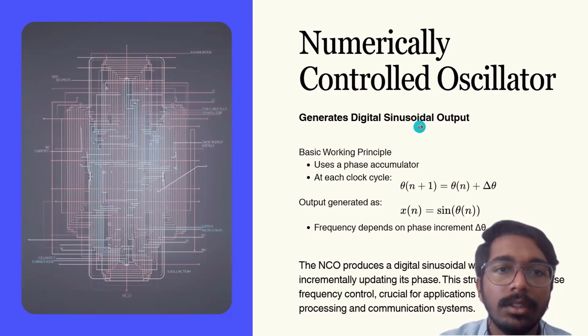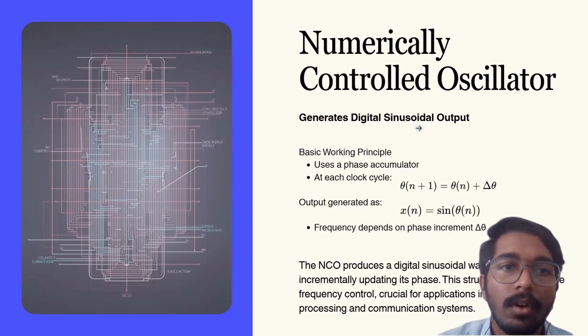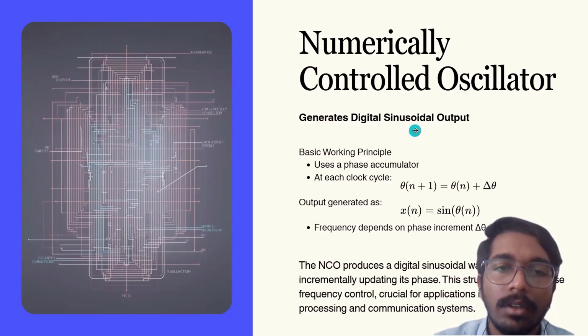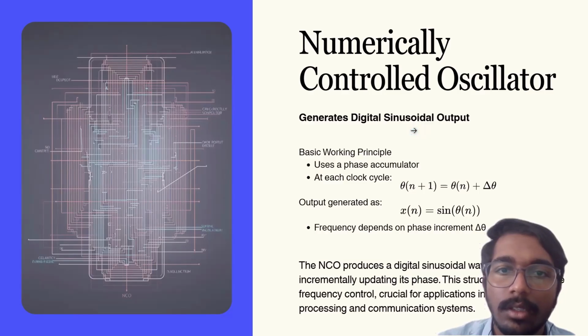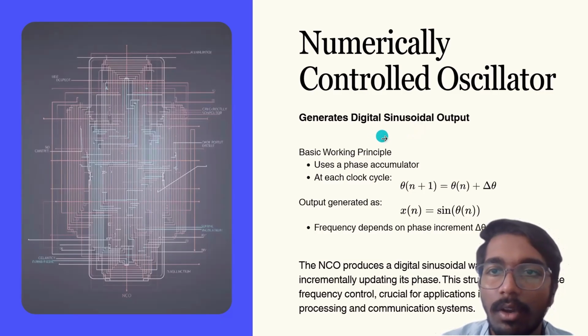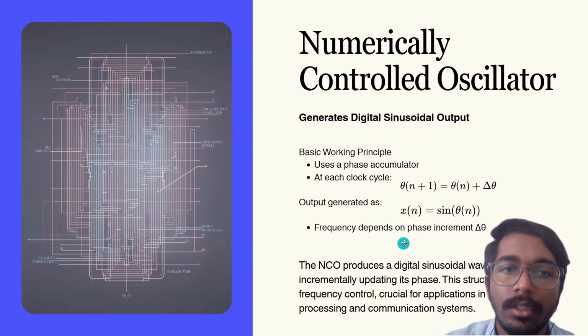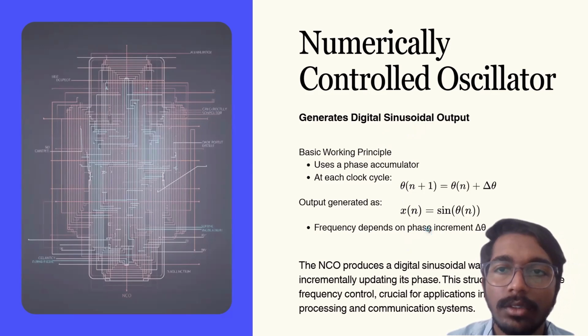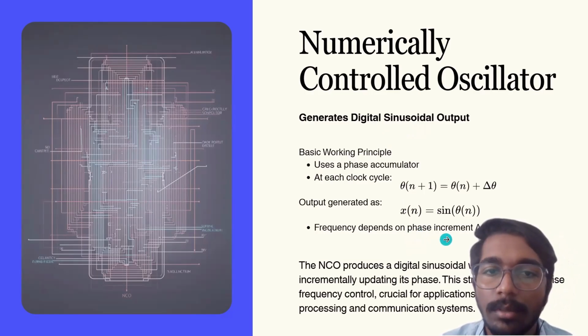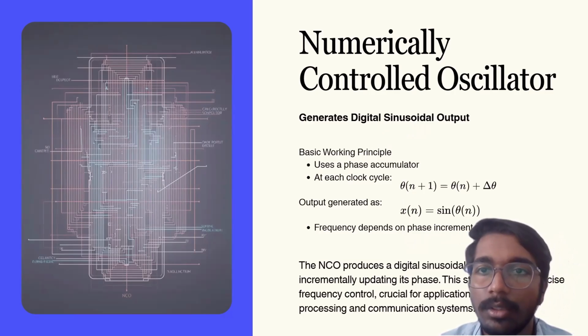This phase increment determines the output frequency. The accumulated phase is then converted into a sine or cosine value using a lookup table or a digital computation method. The important point is that the frequency of the NCO is controlled digitally by the filtered error signal coming from the loop filter. If there is a phase error, the NCO adjusts its frequency accordingly. The NCO is fully digital. It provides high frequency resolution, precise control, and excellent stability. So the NCO acts as an adjustable oscillator that ultimately locks onto the input.